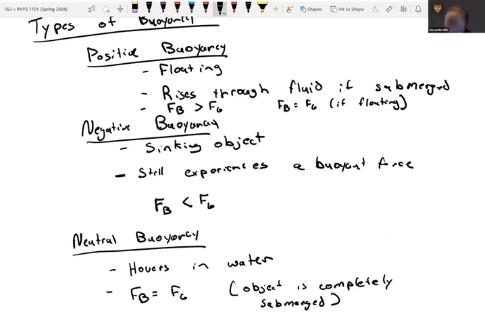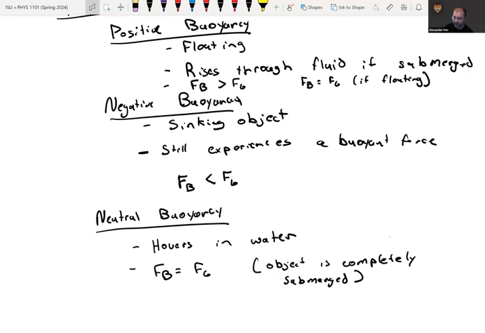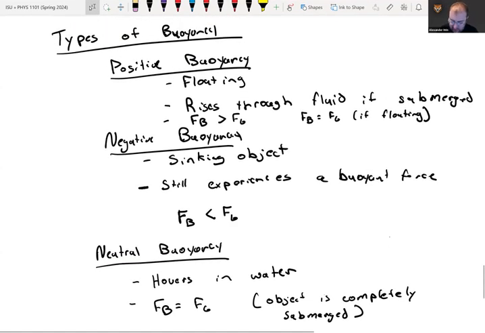All right, so those are the types of buoyancy. Now I do want to just relate something to density.